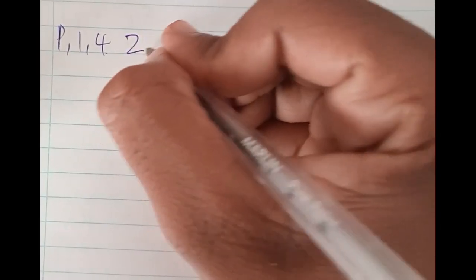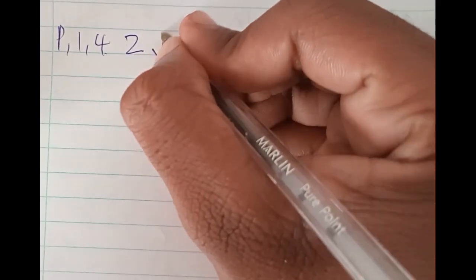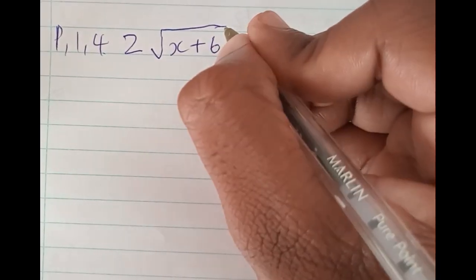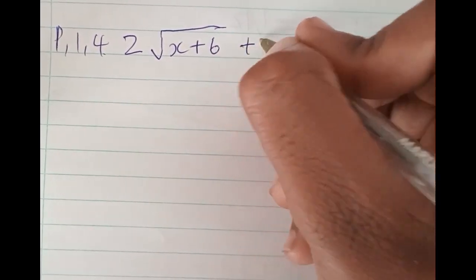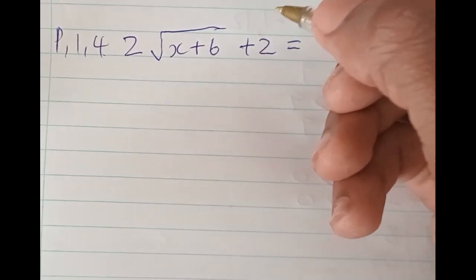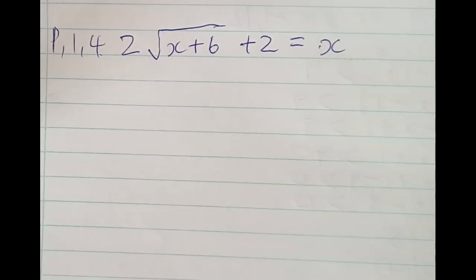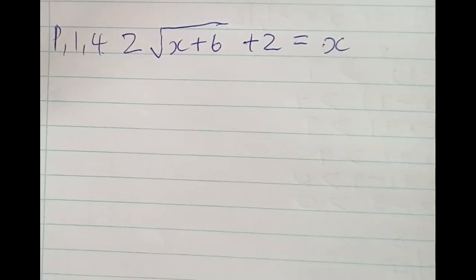So number 4 says, okay, let me write it down so that you can all see. 1.1.4. So it's 2 and we are given the square root of x plus 6 plus 2 is equal to x. The question is still the same. We should solve for x.